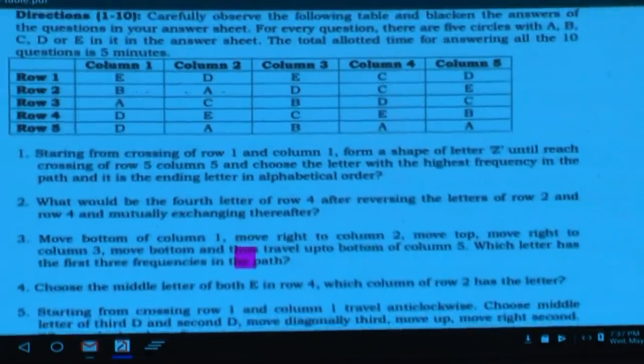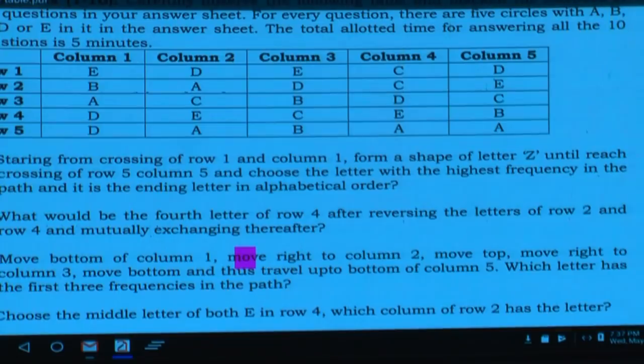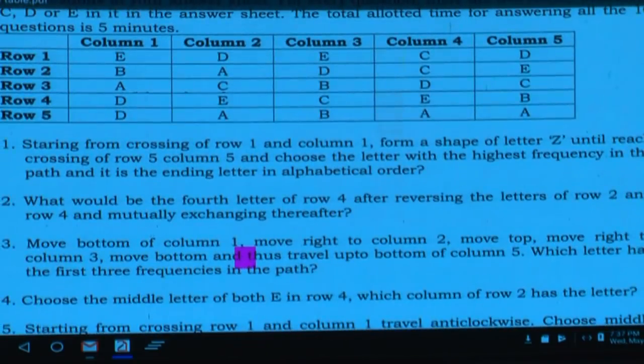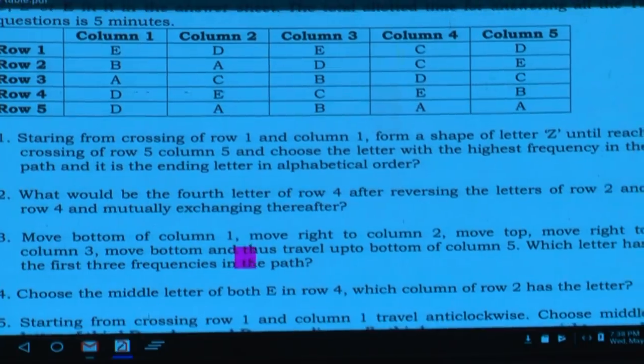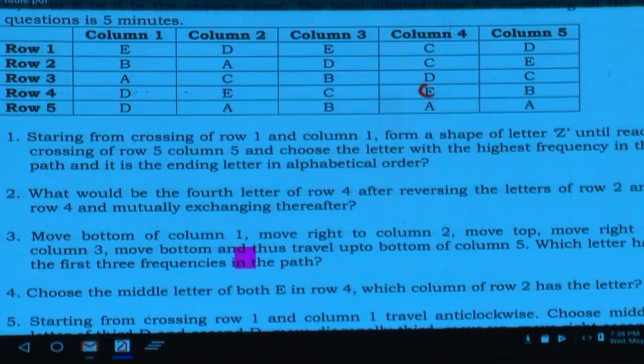Then question number 2. What would be the fourth letter of row 4? Yes, question number 2. Any answer to this one? Now here he is talking about the fourth letter of row 4. That means this element. After reversing the letters of row 2 and row 4 and mutually exchanging thereafter, we should identify the letter which is coming to this place. Now tell me which letter comes to this place.